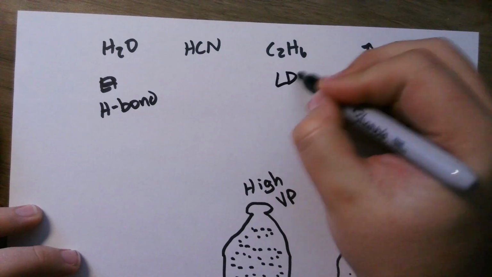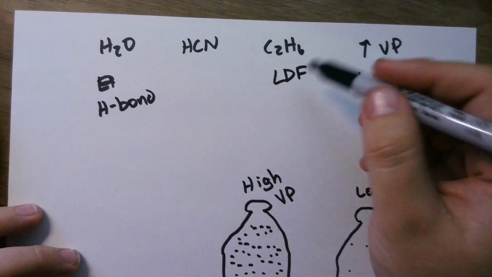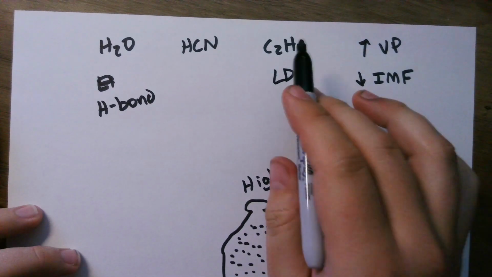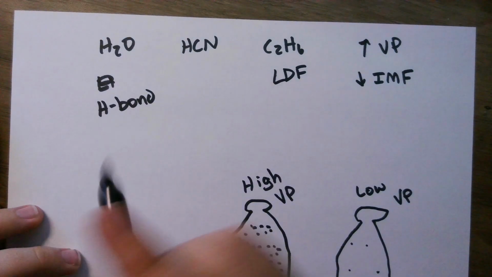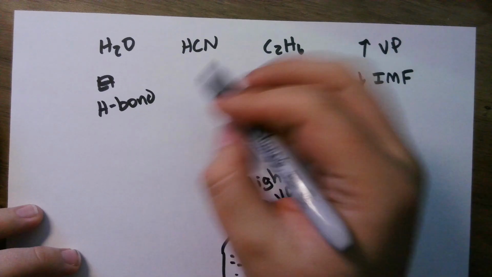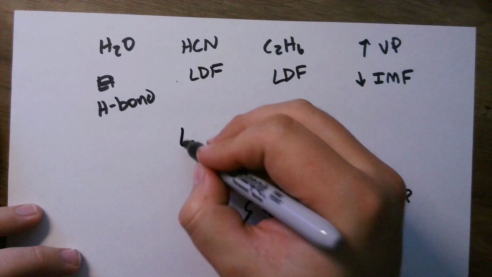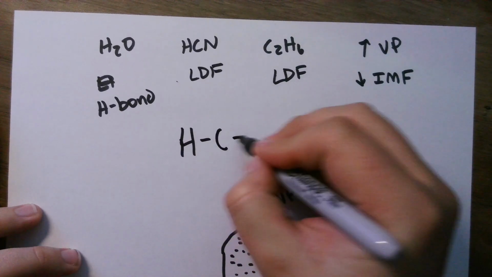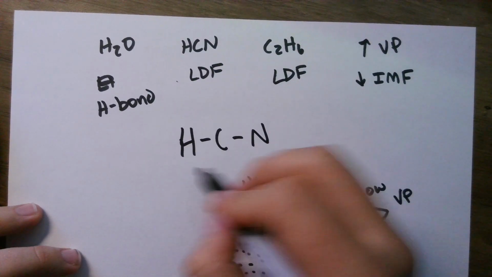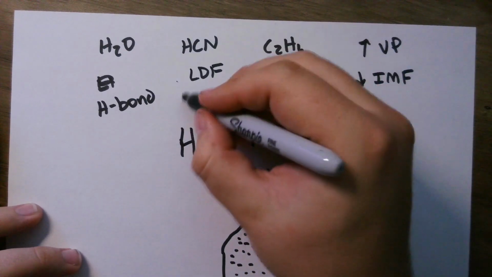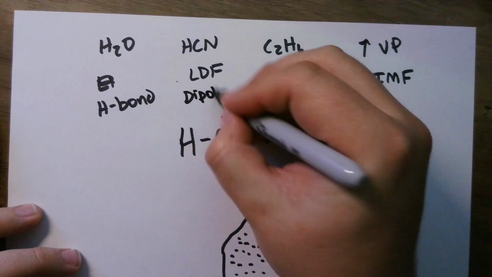C2H6 over here has London dispersion forces, but it doesn't have dipole forces. It's nonpolar. And it doesn't have hydrogen bonds because it doesn't have a hydrogen bonded to an N, O, or F. Now I have HCN here, I'm not sure about. I know it has London dispersion forces too, but if I draw it, the CH part is nonpolar, but the CN bond is polar. So this has dipole forces also.